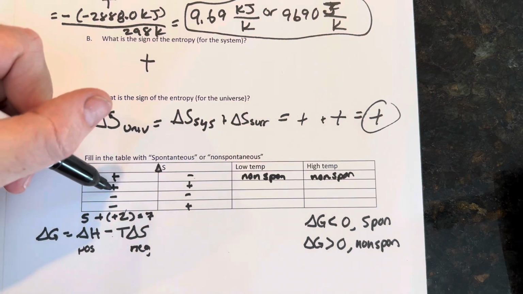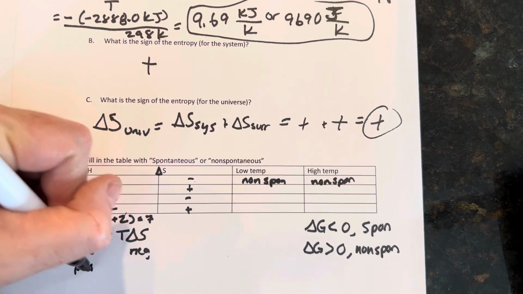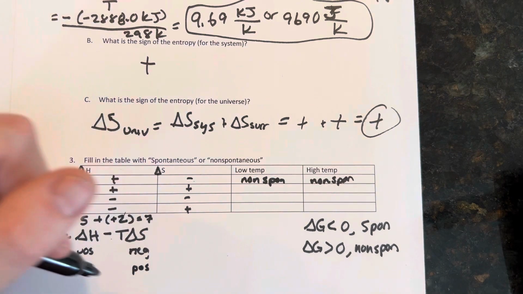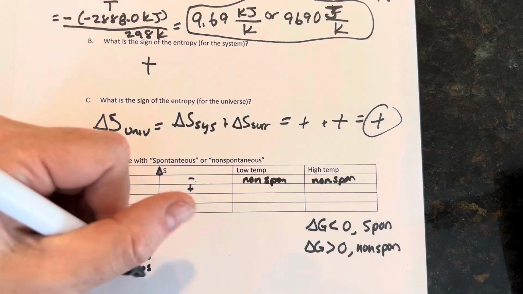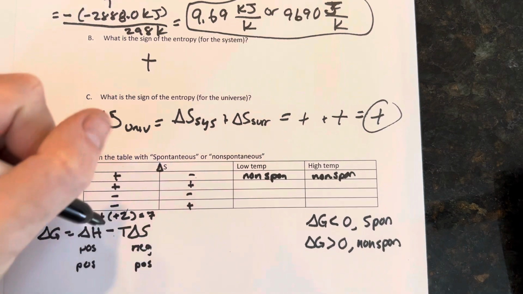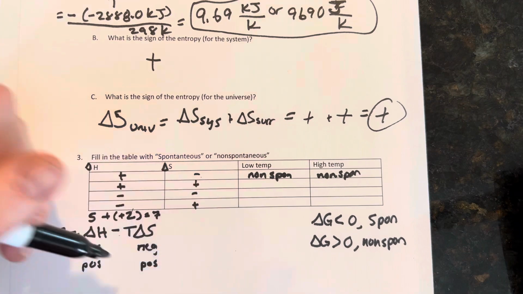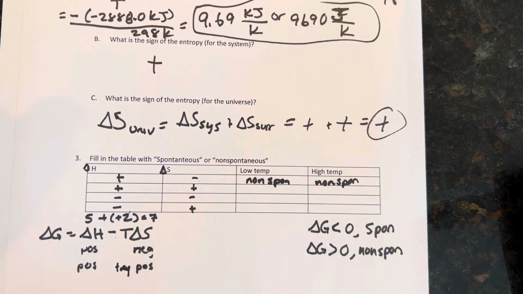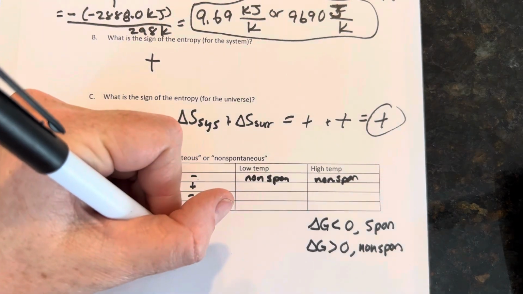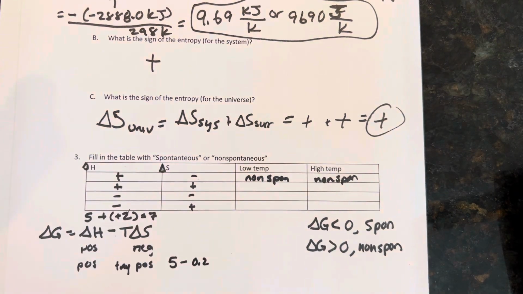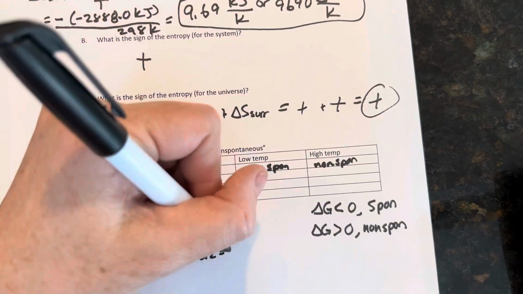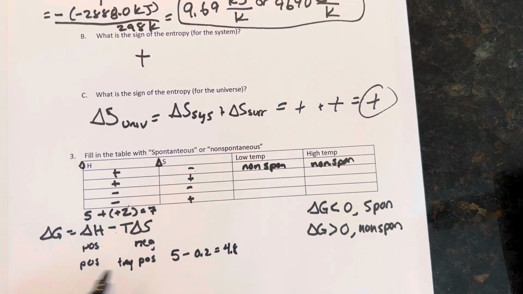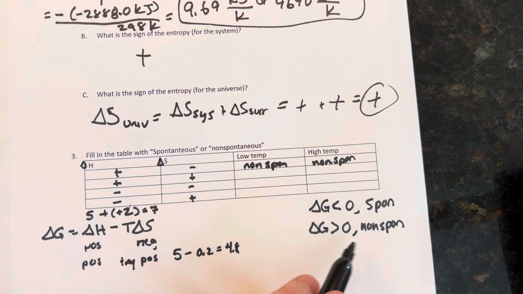All right, let's look at this next one. If you have positive and positive, okay, if you have something that's positive and you subtract a little positive from it, so let's say that T is small, it says at low temperature, so if this T is small, so tiny positive, an example of that would be like 5 minus 0.2. Your answer is going to be positive still, right? You still get 4.8. So at low temperatures, you're still going to get a positive number. In other words, it will still be non-spontaneous.